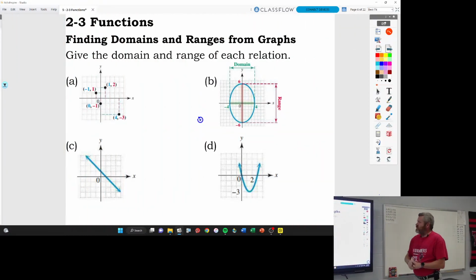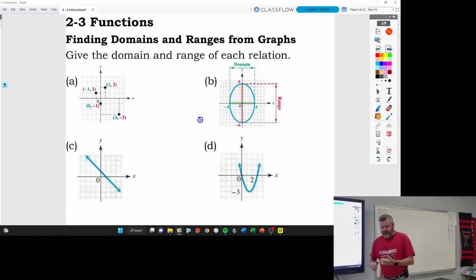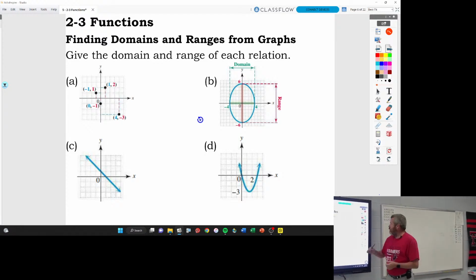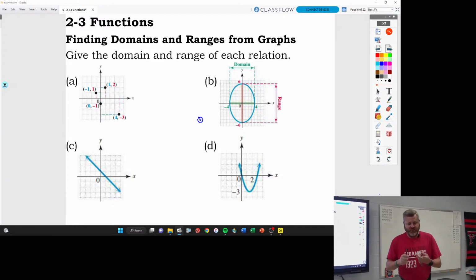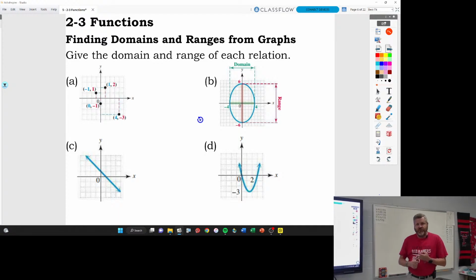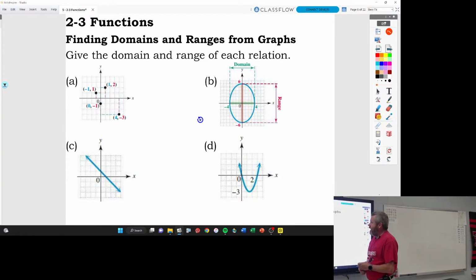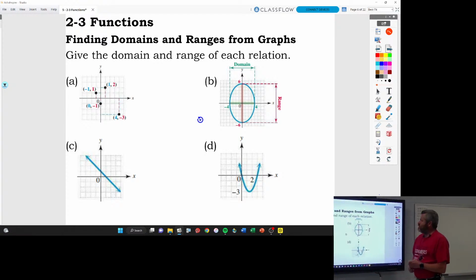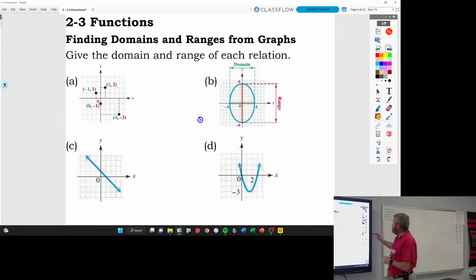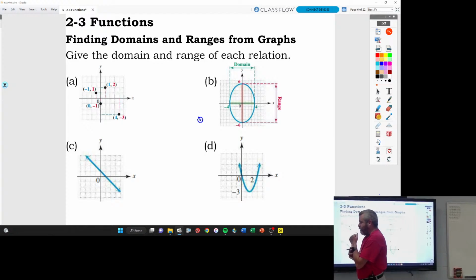Find the domains and the range from graphs. On the previous slide, we looked at relations in 3 different formats. We looked at them as a set of ordered pairs, as a mapping, and as a T-table, or a table for short. The fourth way to look at data is on a graph. Here you see 4 graphs, and we are going to give the domain and the range of each of these. Okay, so let's start with the domain on part A.